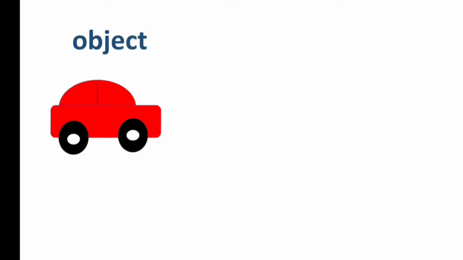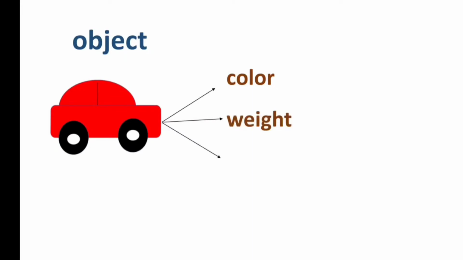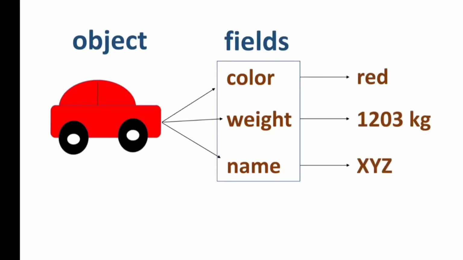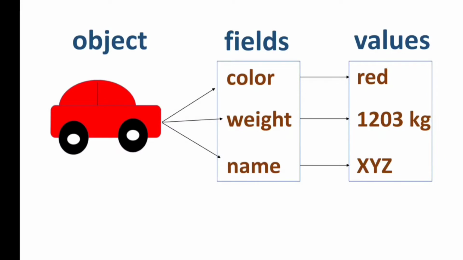We know that the whole world is made up of objects, and each object has its own fields, and each field has its specific values, right? For example, car is an object. So color of car, weight of car, and name of car are the fields of the car object. Suppose the color is red, weight is 1203 kg, and name is XYZ. So these are the values of the fields of the car object.